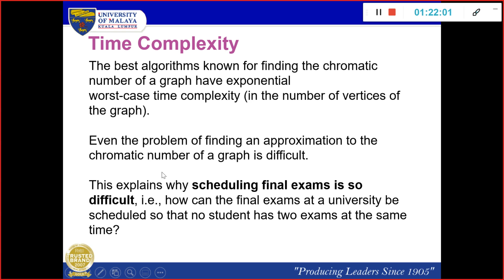Okay, you have a lot of subjects in University of Malaya. And you don't want two students taking different subjects to have the same exam date, right? But now it's easier since it's up to the lecturers when they want to do the final exams for this PKP.